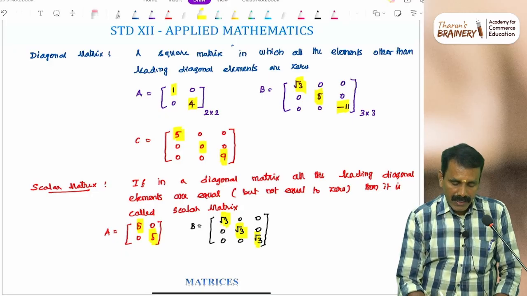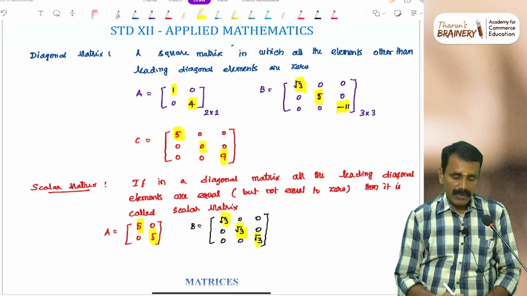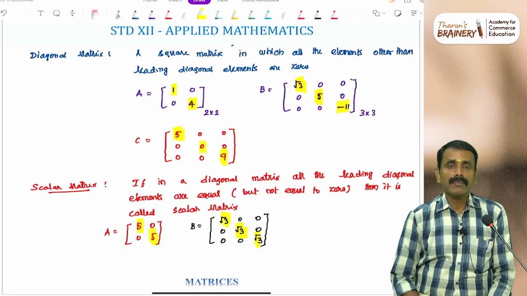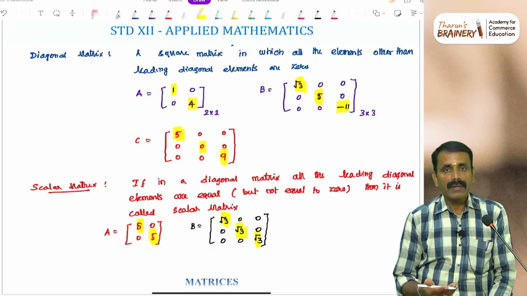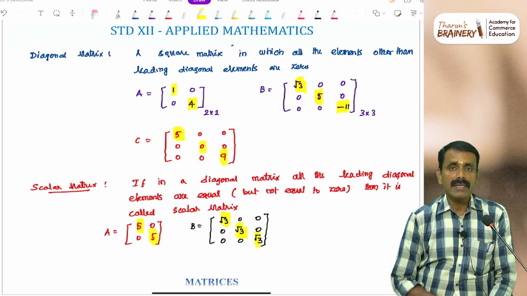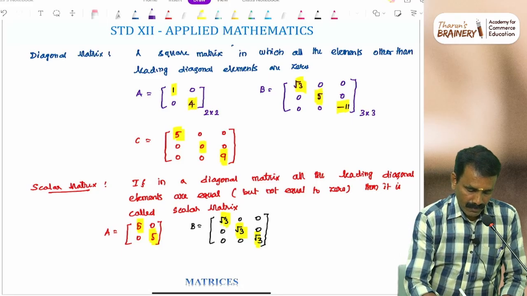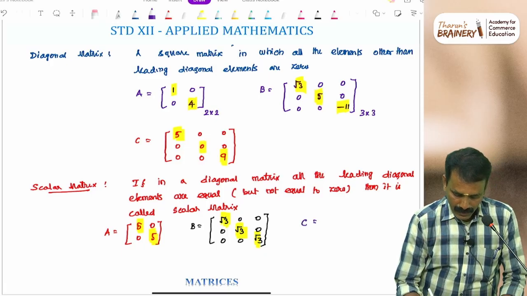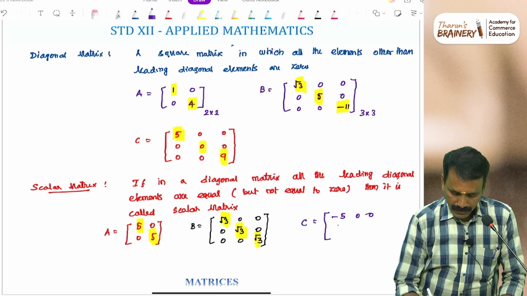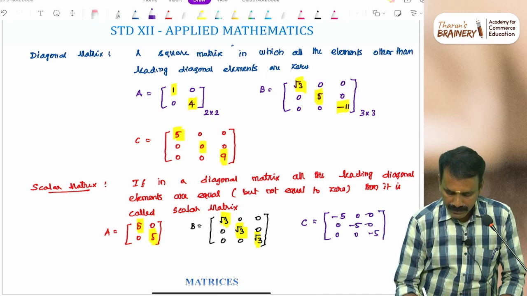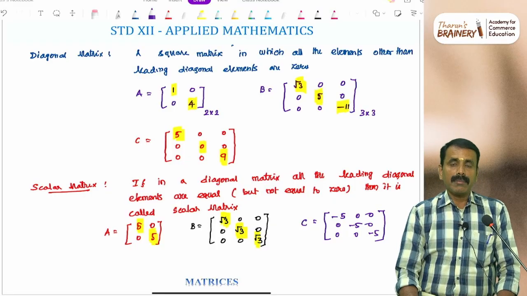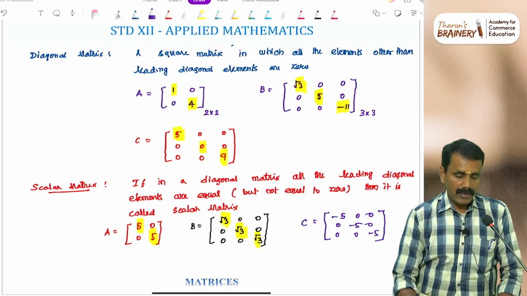Now, if these three elements root 3, root 3, root 3 are 0, in the place of root 3, if we have 0, then we will be calling that matrix a null matrix. Okay. Minus 5, 0, 0, 0, minus 5, 0, 0, 0, minus 5. This is also an example for a scalar matrix. Okay.